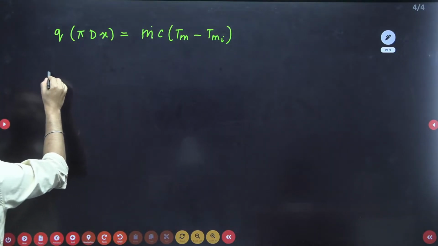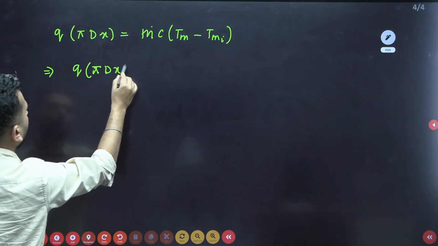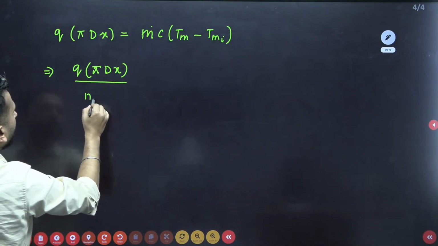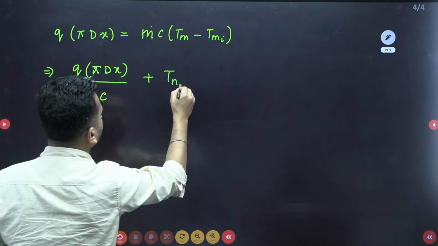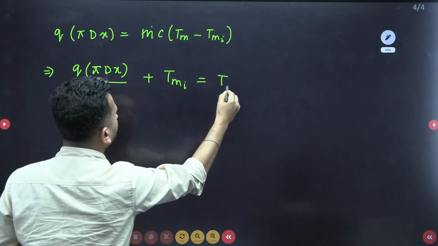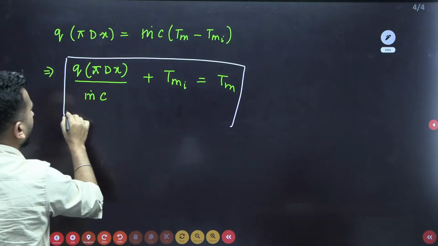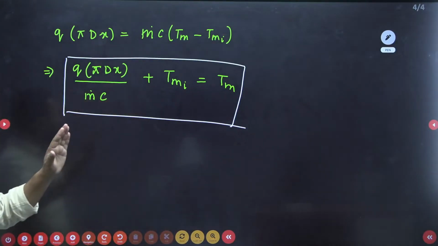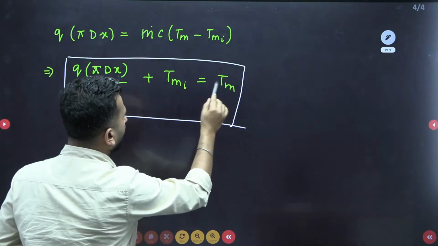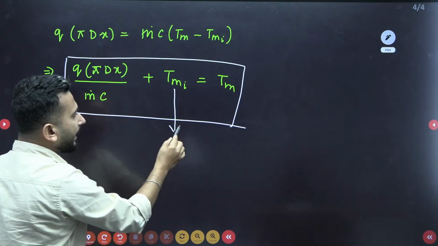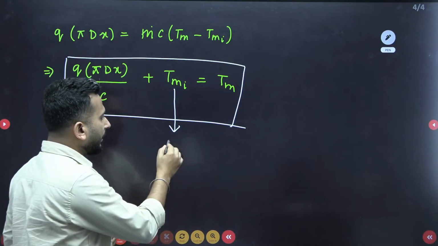Okay. Now this is the equation that we are getting. Now carefully see this equation. What is Tmi? Tmi is the temperature of the fluid at the inlet. So this is constant.